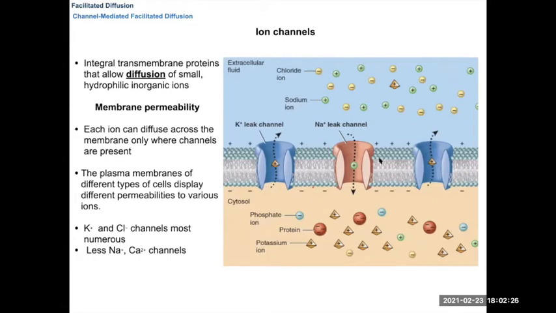And the amount of any particular channel in any particular cell is going to determine the permeability of that cell to this ion. So most cells have a lot of potassium and chlorine channels, right? And they're going to move down their electrochemical gradient.